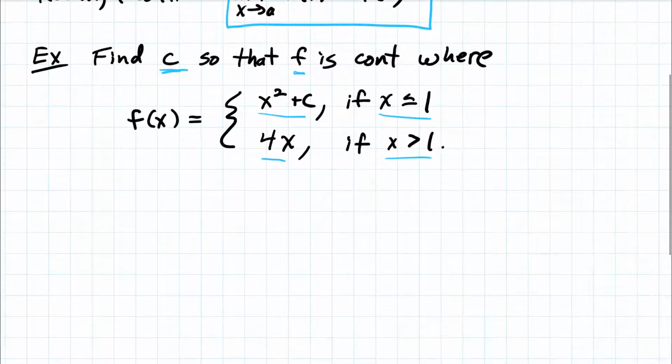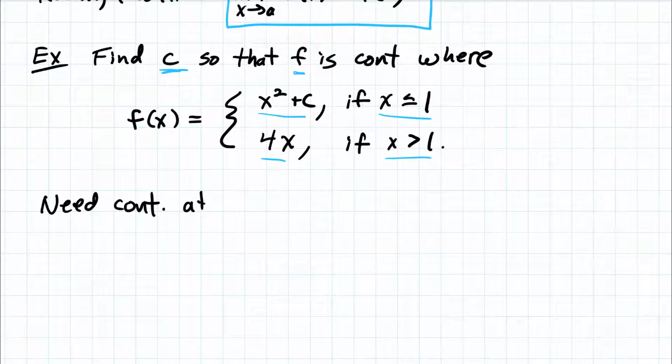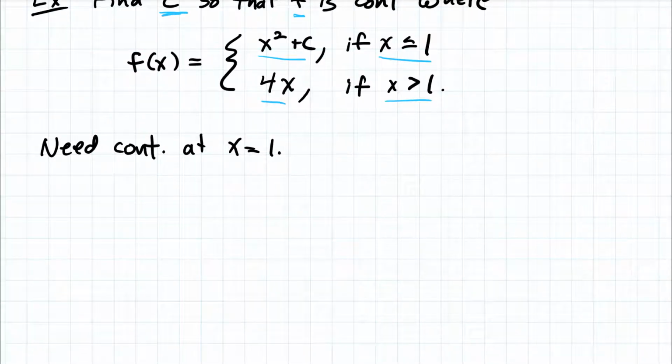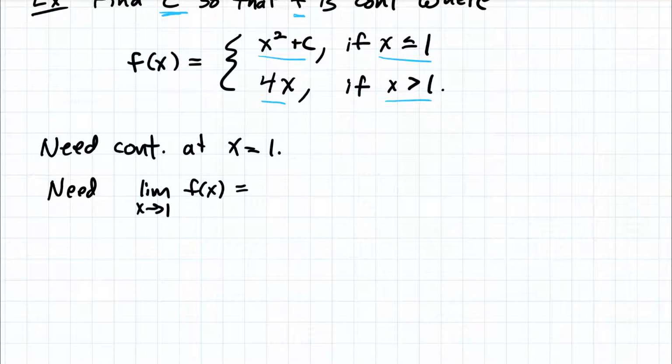So the only place that you need continuity is at x equals 1. Everywhere else, the functions you already know are continuous, but when you're putting them together, this is a new, different type of function, and you need to get continuity there. So you have to have the limit as x goes to 1 of f of x, and it's supposed to be f at 1, okay?